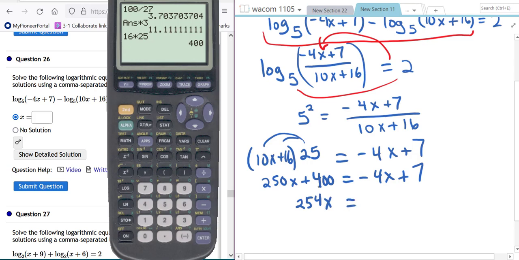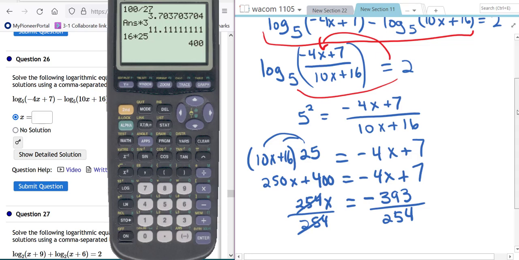All right, if you were in my 1033 class, I wouldn't let you do this. I'd make you write these steps. But I'm going to do them both on the same line. So I have 7 minus 400 would be negative 393. And we'll divide by 254. All right. So that should be our answer if it doesn't reduce, if it checks.